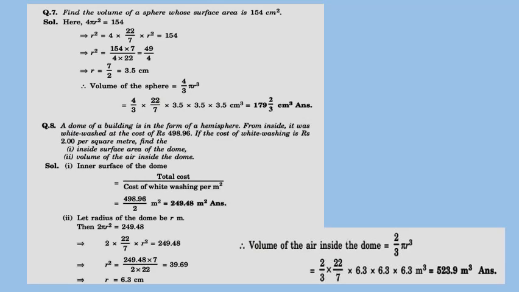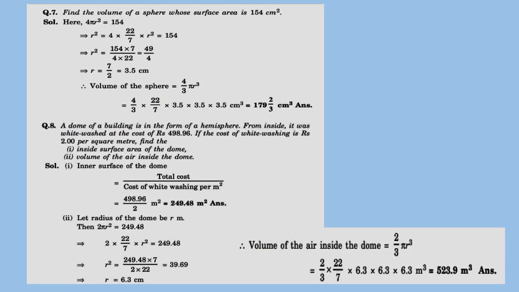Now find the volume of the sphere whose surface area is 154 centimeter square. Now 4 pi r square is the surface area of the sphere, so it equals 154. From this we have to calculate the value of r and then use the formula for volume of sphere, 4/3 pi r cube. Substitute the values, calculate it correctly, you will get the answer 179 2/3 centimeter cube.